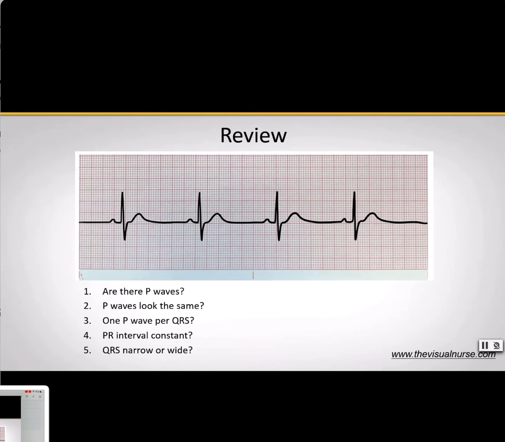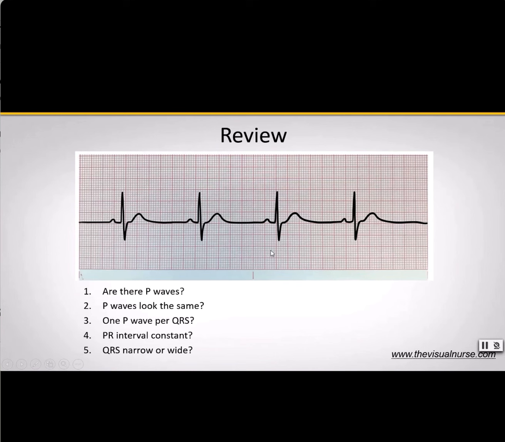I see P waves present. They're all upright. They all look the same, so we assume them to be sinus. There's one P wave for each QRS complex. The PR interval is constant, meaning that it's taking the same time for every sinus beat to reach the ventricles, and the QRS is narrow, which confirms that the impulse is originating above the ventricles.